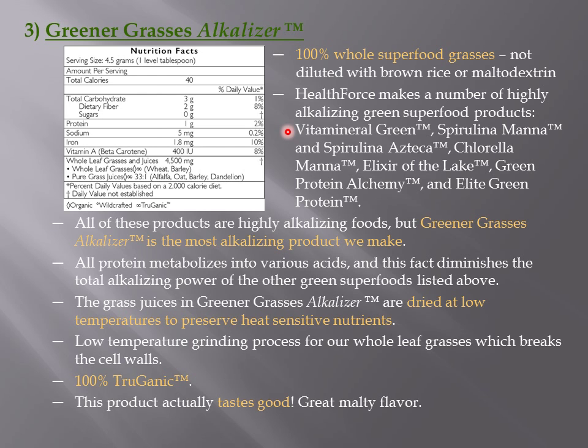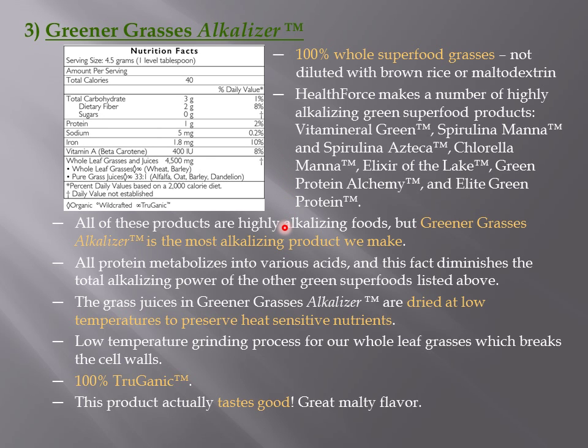And as we mentioned in the last slide, all protein is metabolized into various acids. So protein in general makes your body acidic. Vegetarian protein is much less acidic than animal-based proteins like meats, but even vegetarian protein generates acidity in the body. So while these green superfood products are highly alkalizing greens, there's also a fair amount of protein that's generating acidity. So the net alkalizing effect of these products is not as great as it could be because of the high protein content contained therein.